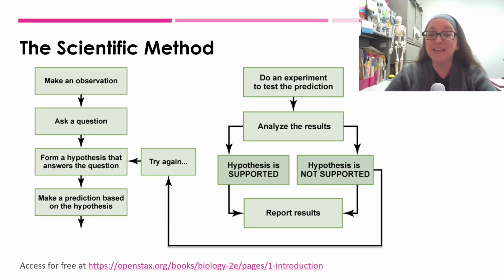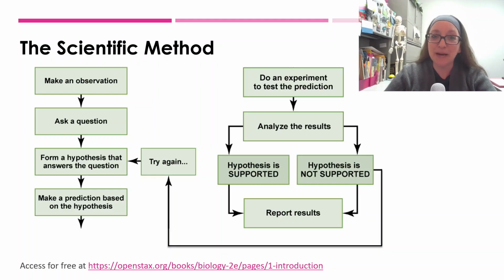The scientific method is not a linear process. It's more of a flow chart where you can repeat sections as needed. We start by making an observation, and that leads us to ask a question about what we observed. Then we form a hypothesis to answer that question and make a prediction.